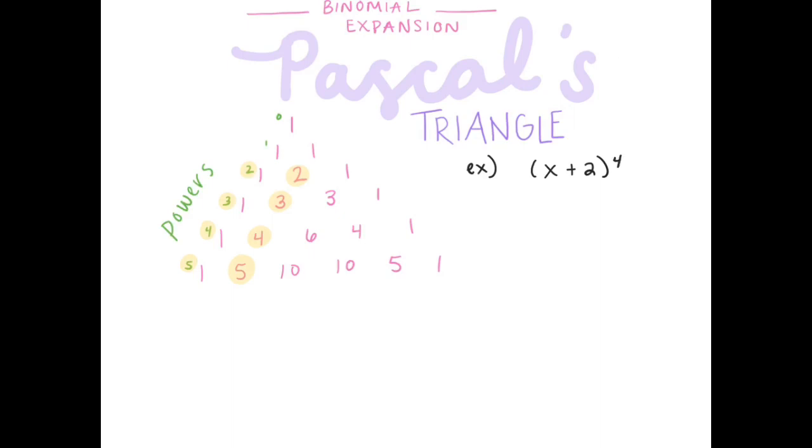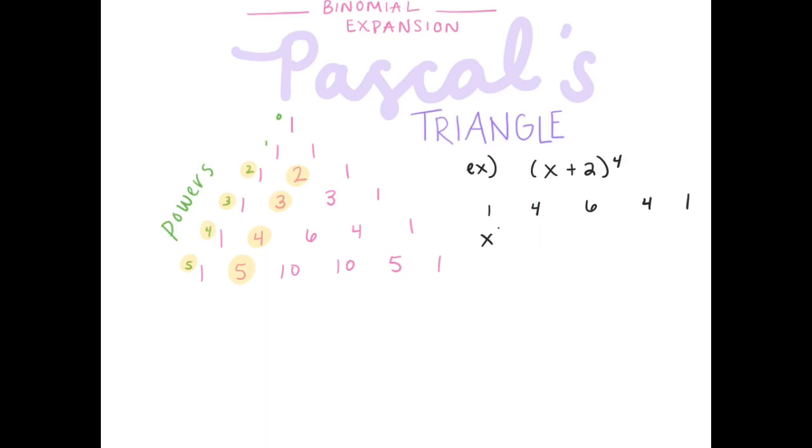The power is going to tell me which tier to use. So I want to use the one with the 4, or where the second number is 4. So I'm going to use the numbers 1, 4, 6, 4, 1. The next element I need to look at is the first term in the binomial, which is x. Then I need my exponent, which is 4.